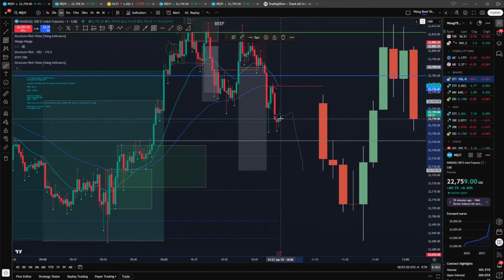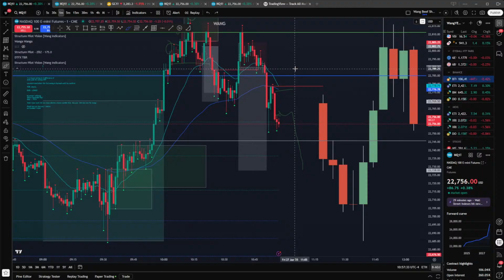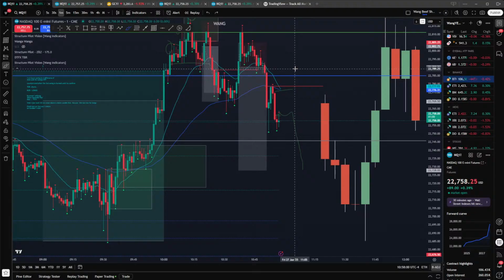We need the current candle to close bearish, right? If this candle closes bullish above that one, we may see this high, potentially this one. Right, so here comes the sweep, we sweep the high. Now we need to close bearish. This is an acceptable close.